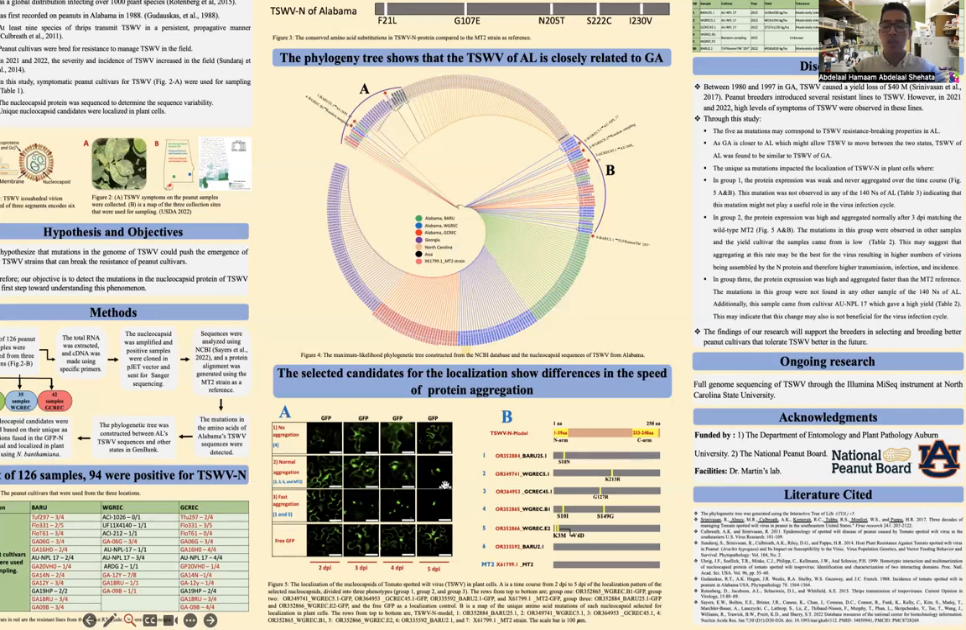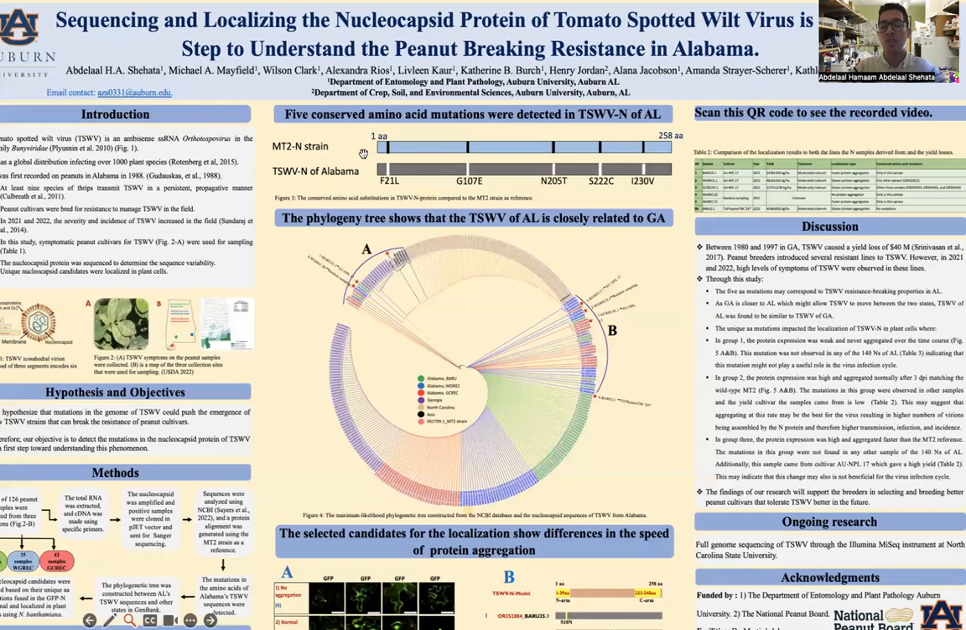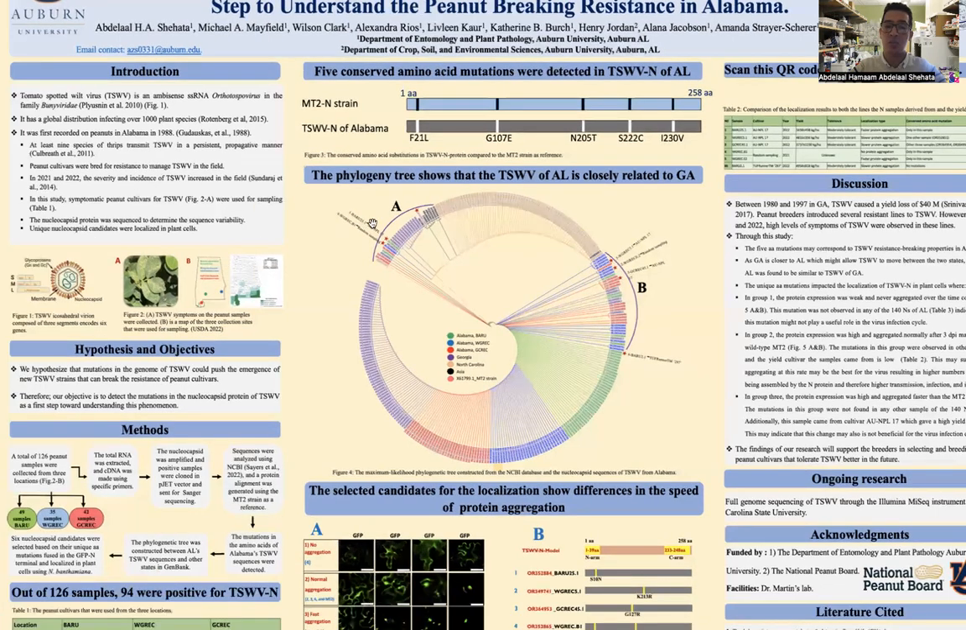So how do these results help us to understand the main goal of this study? We hypothesized that maybe we have mutations in the sequence that may give the virus its ability to break the resistance. That was our hypothesis here, if you remember, and that's what we found. When we did the alignment, we found 5 conserved amino acid mutations. We think that those mutations are one of the reasons the virus is able to break the resistance of those lines, because when the virus is mutating, it's usually mutating for its benefit.